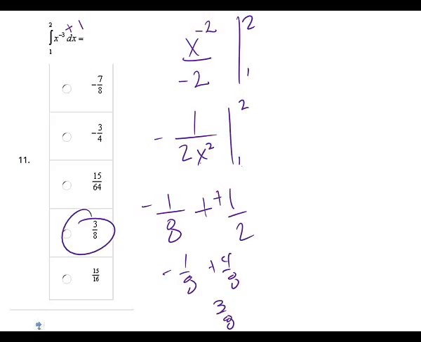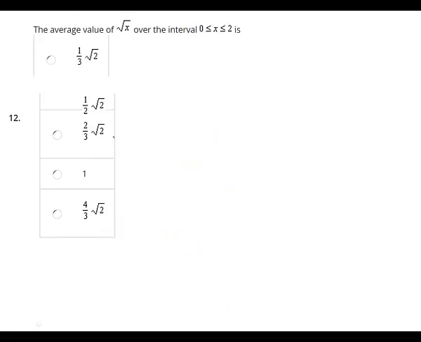Alright, we good with 11? Okay. 12. So average value means what do we need to put out front? 1 over b minus a, but in this case, what's that going to be? It's going to be 1/2, isn't it? Can't you do 2 minus 0 in your head? Yeah, I'm okay with that. Alright? If it's anything other than 0, maybe show your work. But if it's 0, do it in your head.